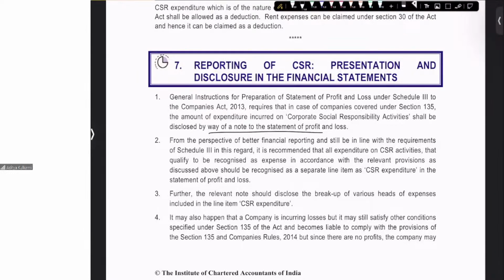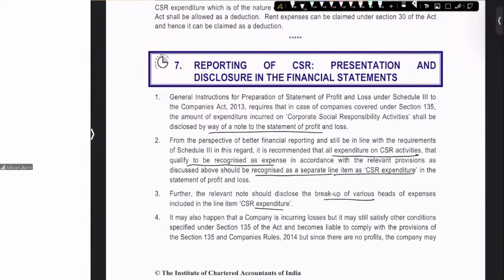Well, you will disclose it by way of a note to the statement of profit and loss. Okay. From the perspective of better financial reporting and still being in line with Schedule 3, it is recommended that all expenditure on CSR activities that qualifies as an expense should be recognized as a separate line item, CSR expenditure. Okay. Disclose the breakup of various expenses in your profit and loss.